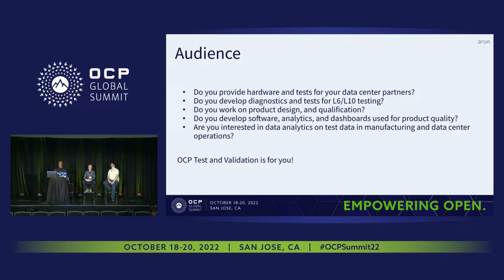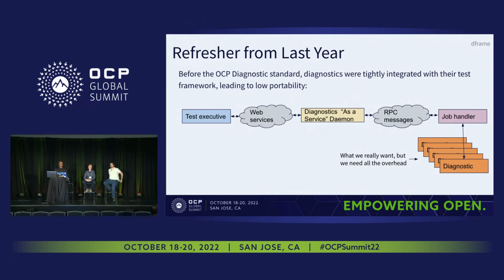And now it's time to check if you're in the right room. OCP test and validation is for you if you are dealing with any of these use cases: providing hardware and tests for your data center partners, developing diagnostics and tests for L6, L10 testing, working on product design and qualification, or developing software, analytics, and dashboards used for product quality. And if you're interested in data analytics on test data in manufacturing and data center operations, we are certainly for you. And with that, I would like to hand it over to Dan.